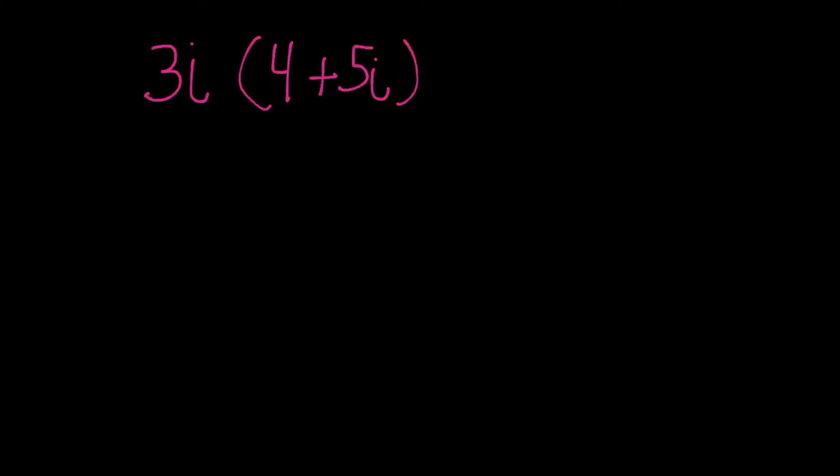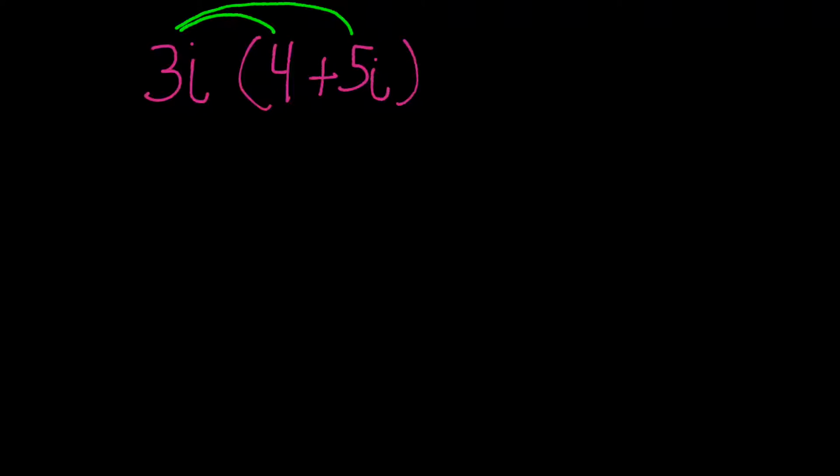In this example, we are working our way up to multiplying two problems that are in the basic complex number format. Starting off, though, we're just going to multiply this quantity by 3i. And we do this by distributing the 3i to each term on the inside, just like when we were multiplying with variables.